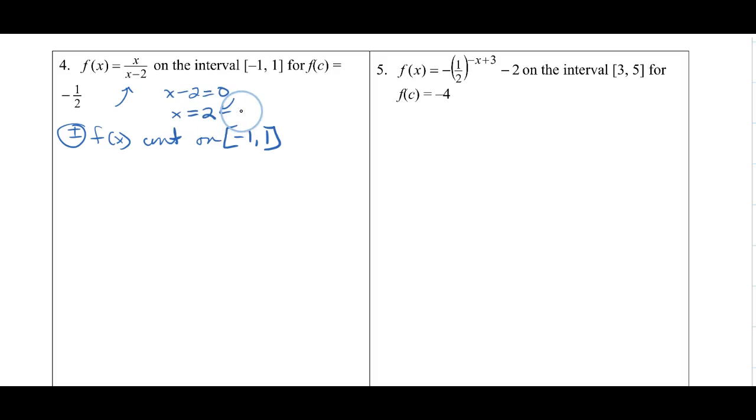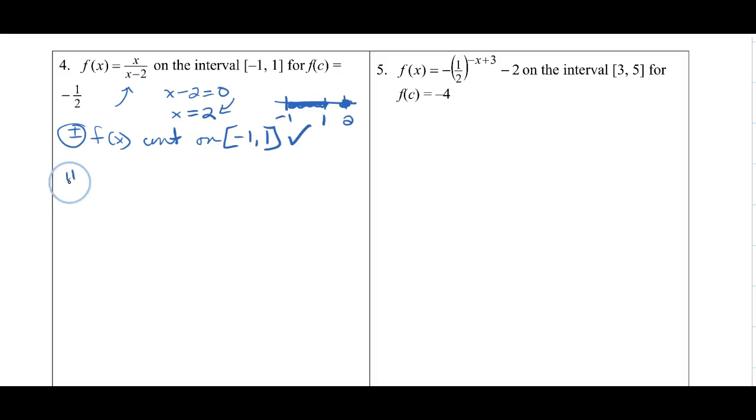So I have a discontinuity at 2. Does that discontinuity at 2 lie on my interval from -1 to 1? No, it does not. This is my interval. My discontinuity is over here, so my interval is continuous. So yes, my function is continuous.